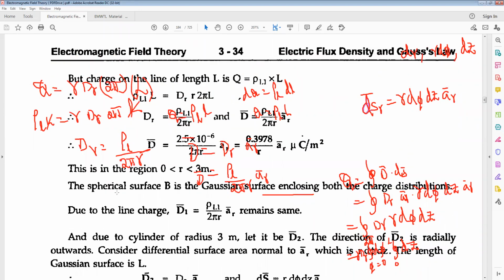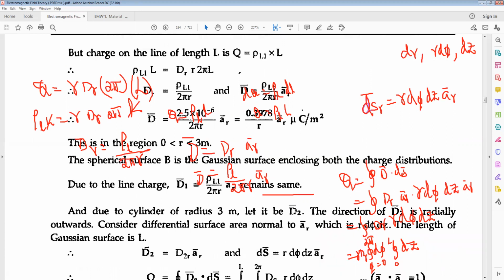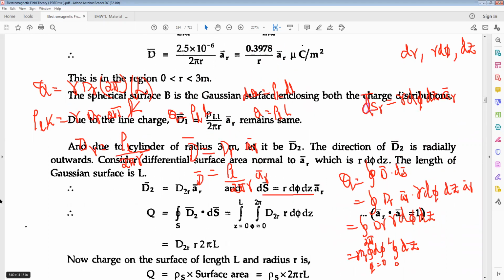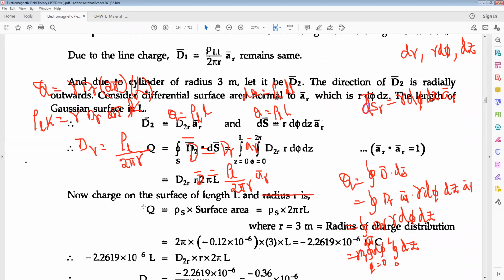Now the Gaussian surface B encloses both the charge distributions. Due to the line charge, D1 is equal to rho L by 2 pi r into a r bar, which remains the same. And due to the cylinder of radius 3 meters, let D2 be such that Q is equal to D r into r into 2 pi L.